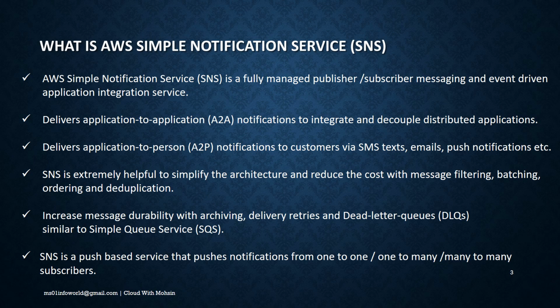It is extremely helpful to simplify the architecture and reduce the cost with message filtering, batching, ordering, and deduplication. SNS is not just limited to sending notifications; it also helps to filter messages based on various parameters that we can set up. With batching, we can batch multiple messages in one go. Ordering means the way we expect the order of the messages to be. We have seen in SQS there were two types, standard and first in first out, which is the way we expect to receive the messages. This is similar in SNS. And then deduplication. These are some of the very important features of SNS.